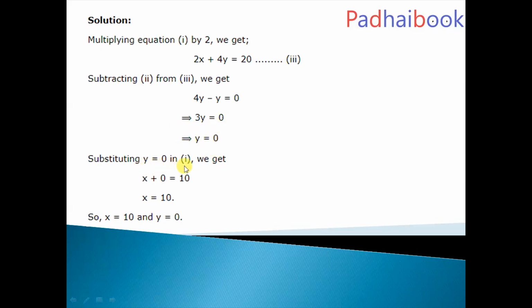Now substitute the value of y in the first equation. Put y is equal to 0. So I get 2x is equal to 20. So x is equal to 10. So my final answer is x is equal to 10 and y is equal to 0.